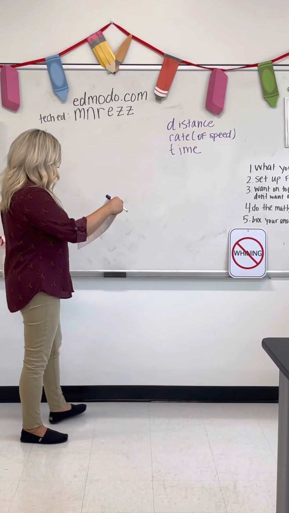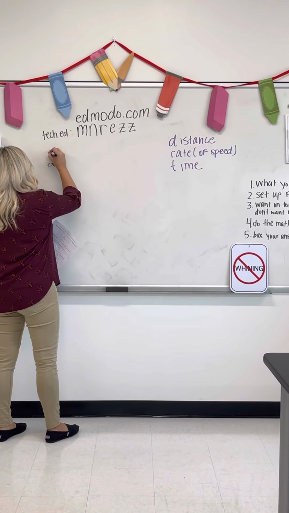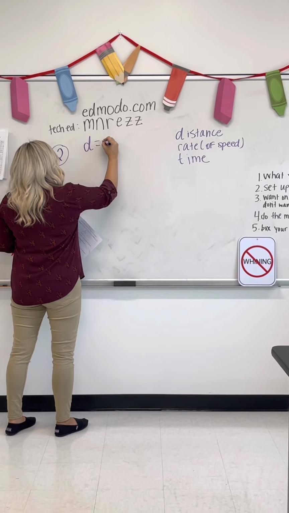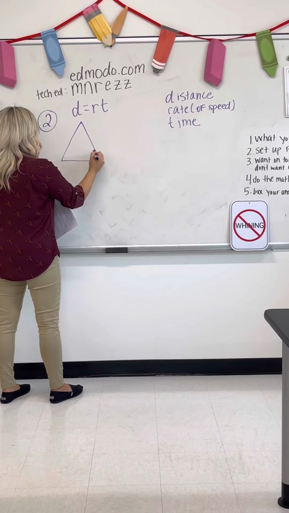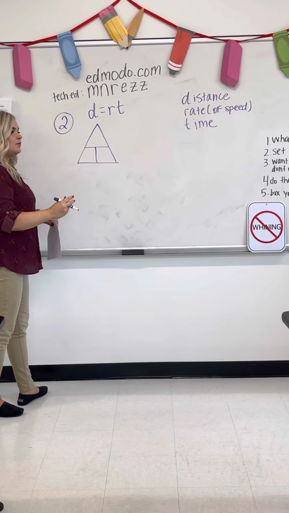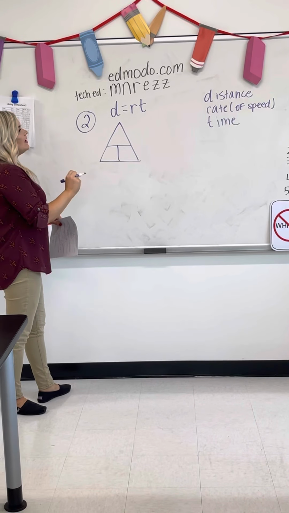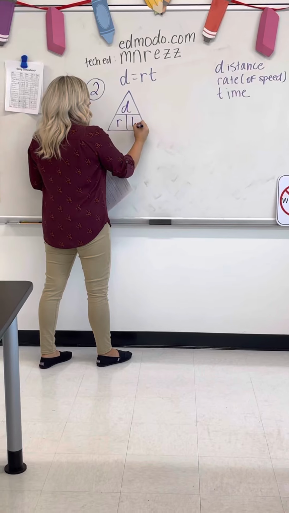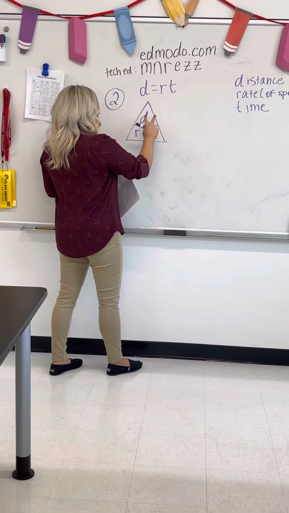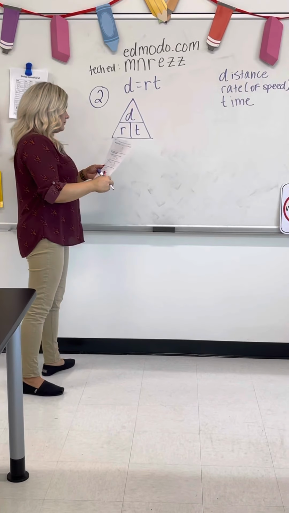Now let's do number 2. We're going to use the same formula, distance equals rate times time, and we're going to set up our triangle. I'll write these really lightly in pencil so that I can erase them and plug the numbers in where they go. So distance goes on top because it's by itself. Rate and time go together on bottom because they're by each other.